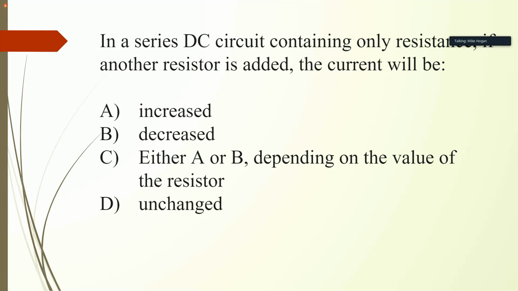Okay. So we're asking if, in a series DC circuit containing only resistance, another resistor is added, what's the impact on the current? So the reason for C is how they add that resistor, series or parallel. It depends on the configuration. The only thing is, it did say in a series DC circuit. So does that make a difference?